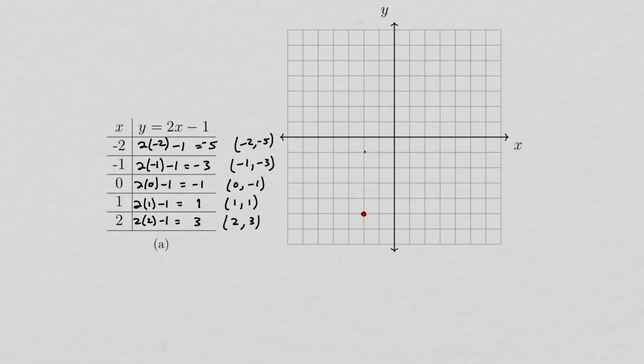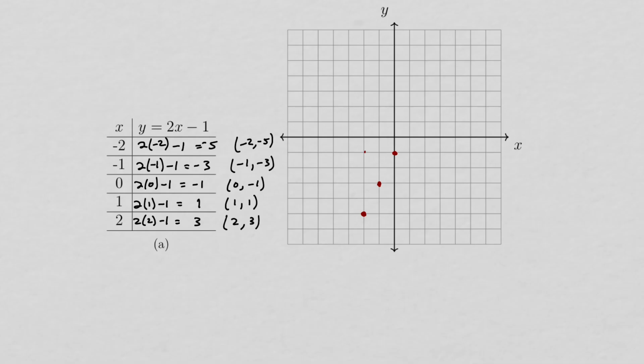Then I want -1, -3. So start at the origin. I go to the left 1, down 3. That's right here. Then I want 0, -1. I start at the origin. I don't move anything in the x, but just down 1 in the y. So that's here, right? That'll be 0, -1.